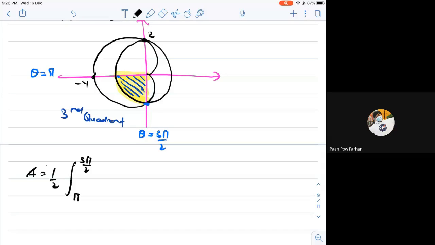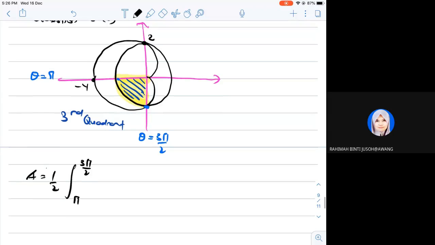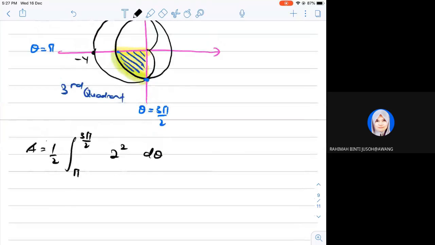Cardioid minus circle? Do we need cardioid minus circle? No, just the circle. I will highlight with the green color. This line, you consider this line. This line belongs to the circle, isn't it? So we just consider the circle. So our circle is 2, so 2 squared d theta. Because we are not involved with any cardioid here. So we just consider the line equals to 2.